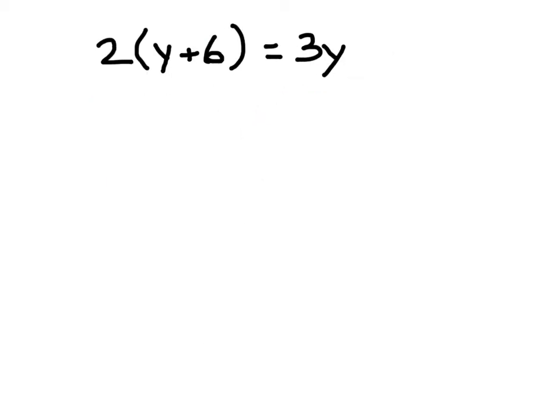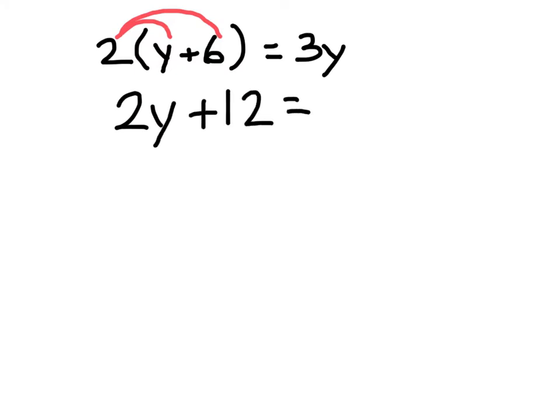All right. Here we have variables on both sides again. However, before we can combine any like terms or before we can subtract a y from each side, we need to distribute. So we go 2 times y, and then 2 times 6. All right, I have a choice. I could subtract 3y from both sides or subtract 2y from both sides. I'm going to choose to subtract 2y so that I end up with a positive number in front of y.